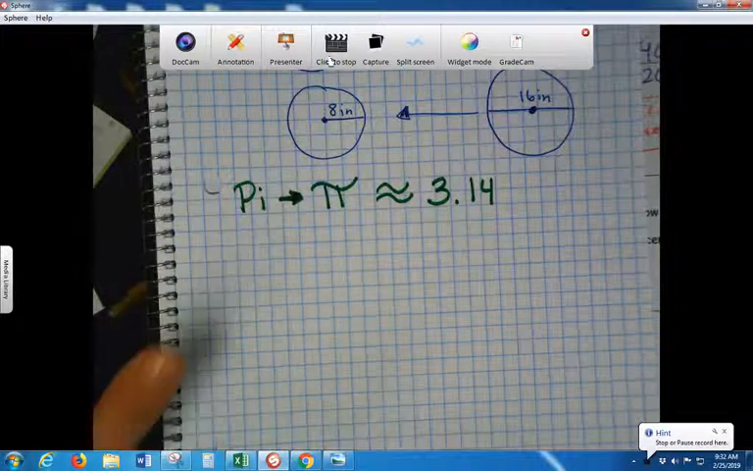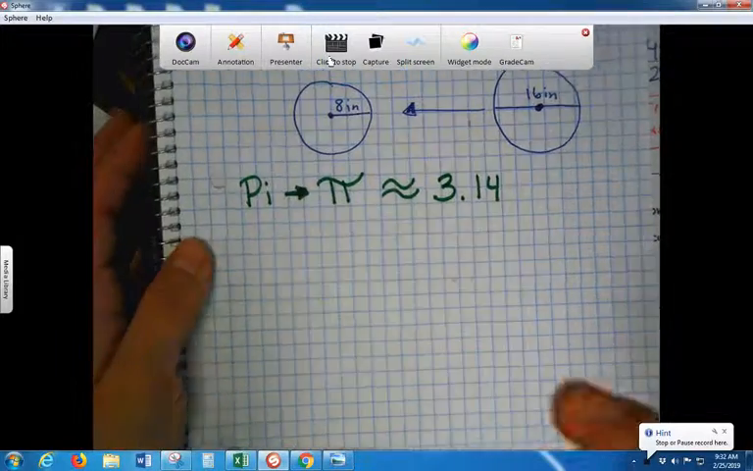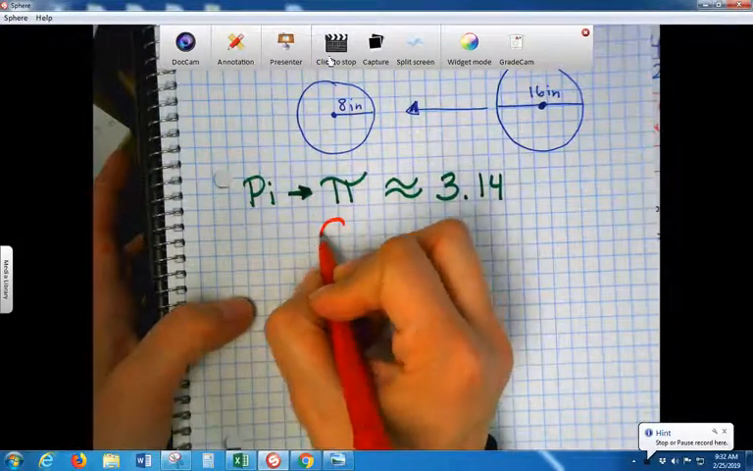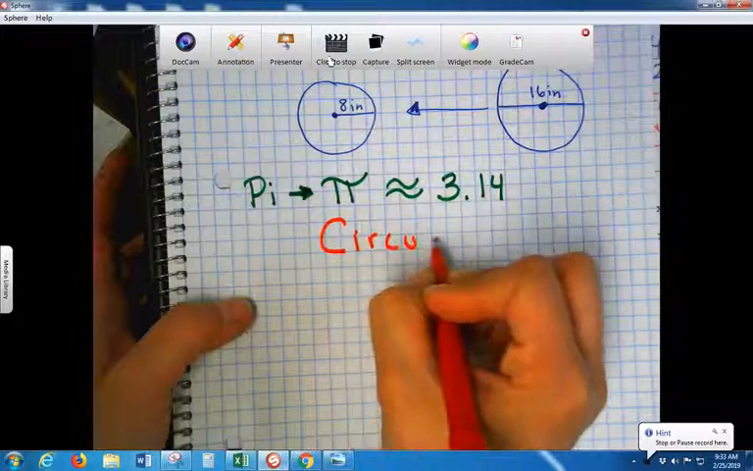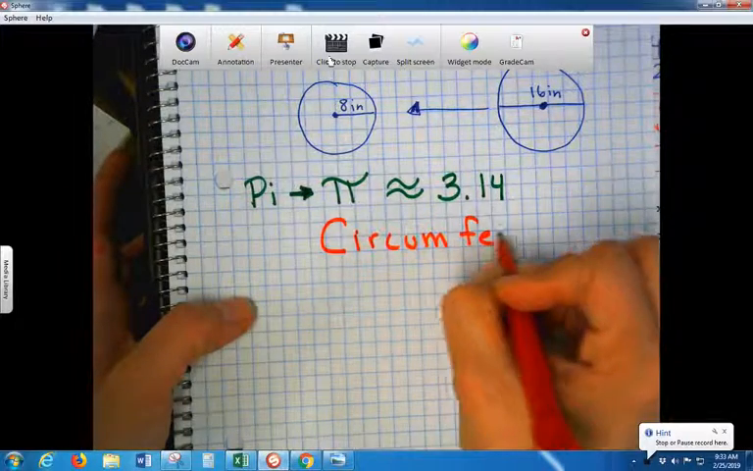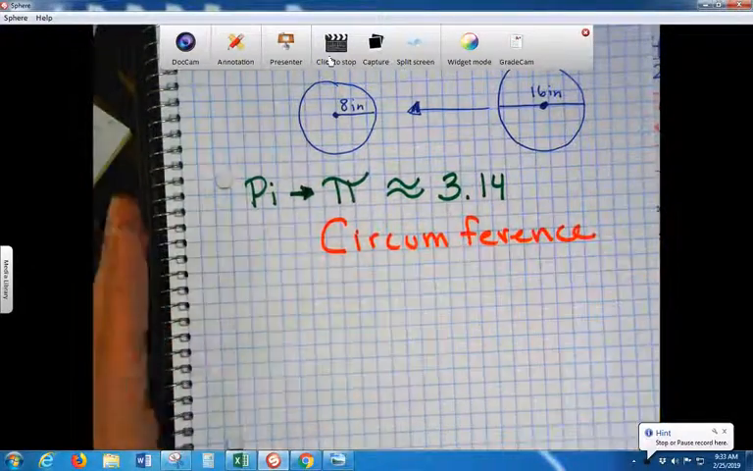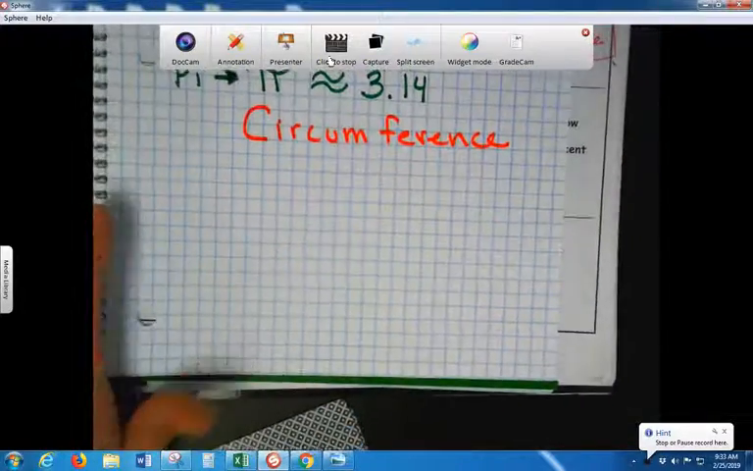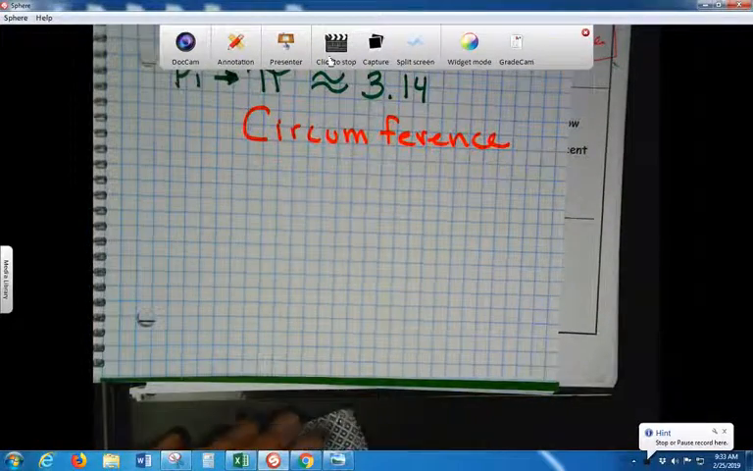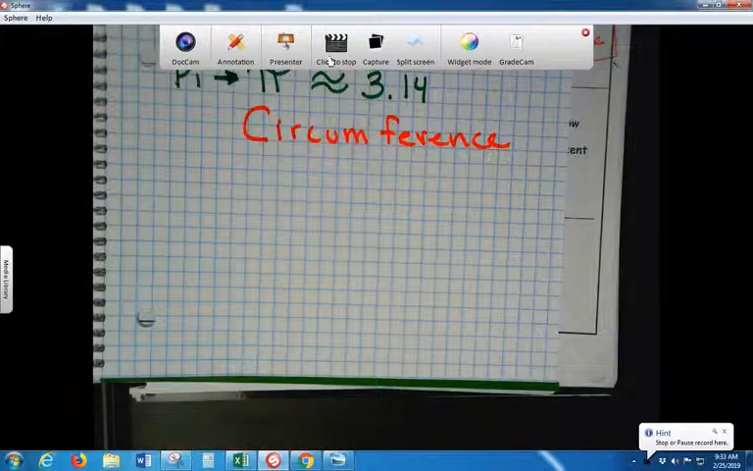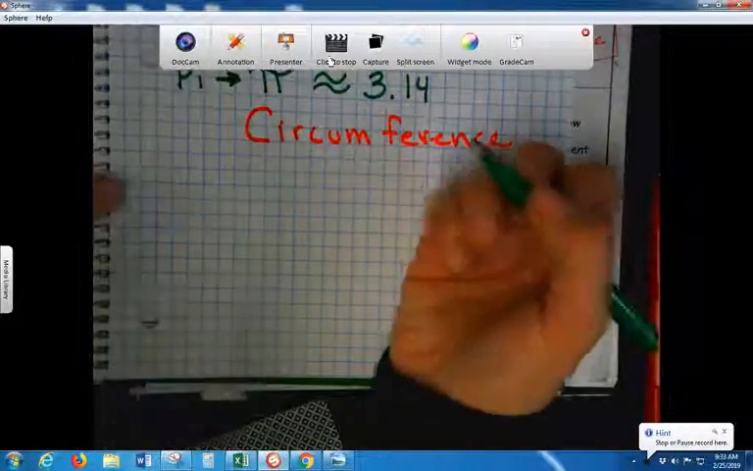All right. Okay, here it is. The meat of the lesson. Circumference. You're going to have this for homework tonight. Circumference. I am going to teach you how to find the circumference of a circle. Wow, that sounds complicated.